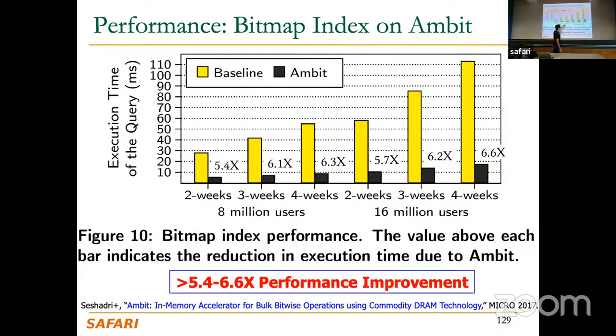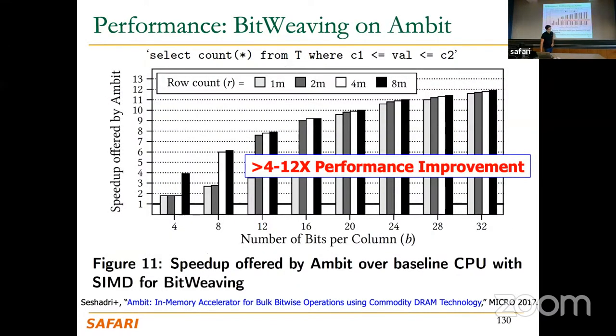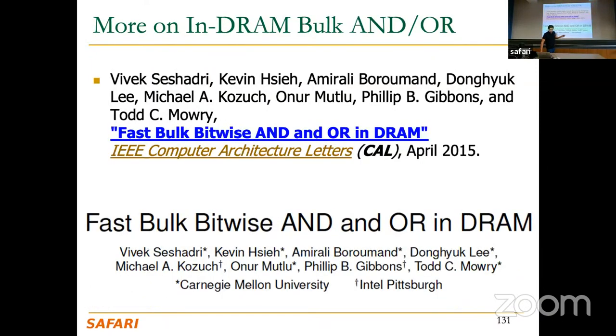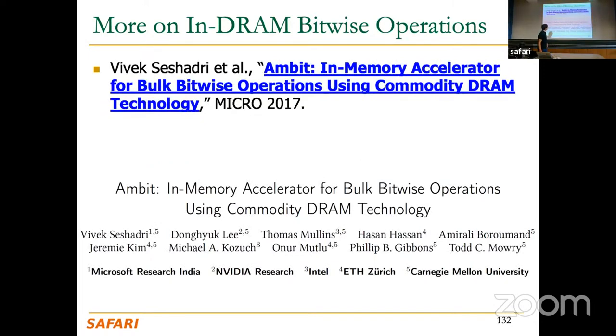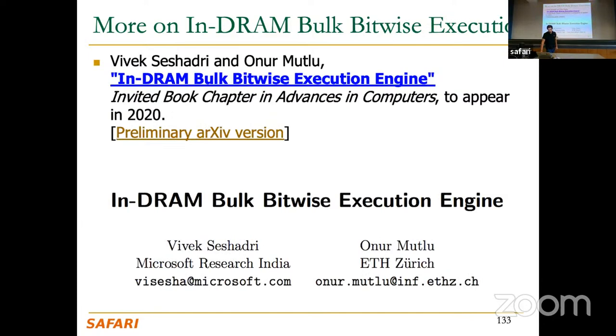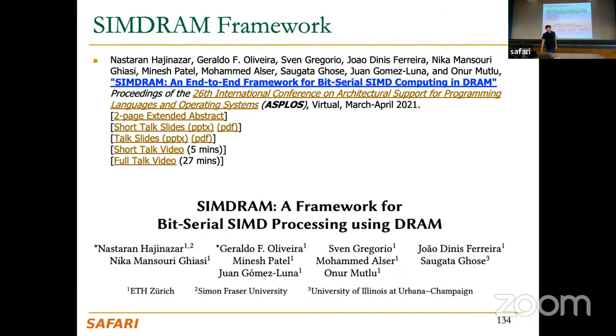From 5.4 to 6.6 times, depending on the number of users in the bitmap, the number of weeks for the particular analysis that has been done in the paper. And these are results for another of the workloads, BitWeaving. We also see something between 4 and 12 times performance improvement when using Ambit. So remember the first paper in IEEE CAL in 2015, the second paper was in MICRO 2017, more recently this book chapter, and even more recently the next idea to present today, that is this SIMDRAM framework. Do you guys have any questions?